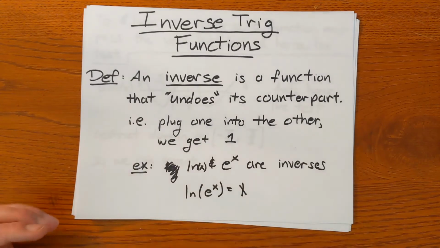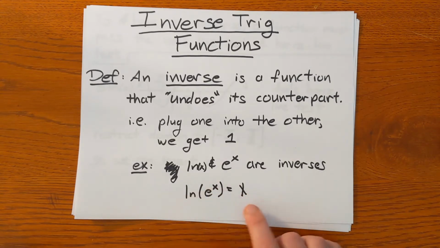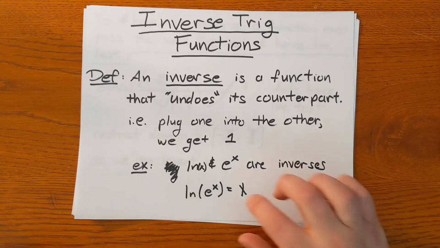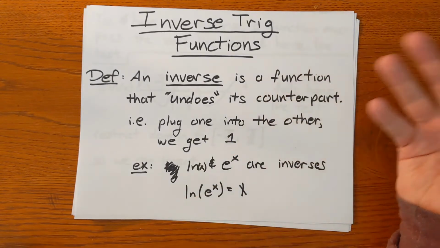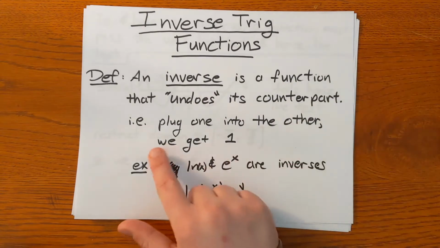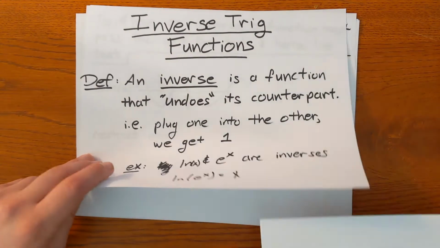As an example, ln of x and e to the x are inverses. If you plug one into the other, they cancel out, and you just get x back. I know it looks like you should get 1, but the function part is now 1. Saying that we get 1 is just a fancy way of saying that they cancel out.